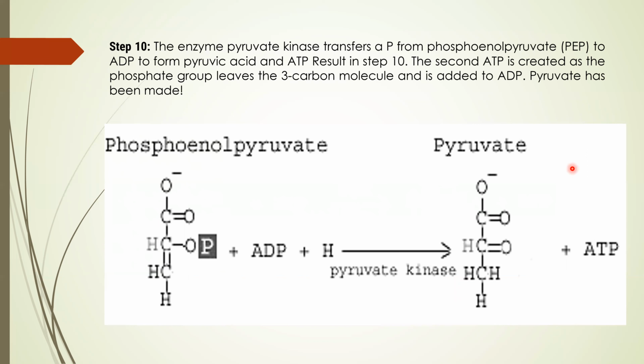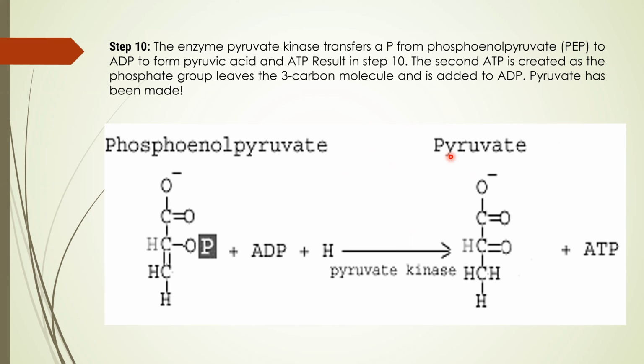Now moving towards the next one, this phosphoenol pyruvate, by giving its phosphate group to the ADP in the presence of the pyruvate kinase enzyme again. So here you can see this is converting into the pyruvate molecule, and there is the production of the ATP. So this is the second ATP molecule which we get in step 10, right? So the enzyme pyruvate kinase transfers a P from phosphoenol pyruvate to ADP to form pyruvic acid, and ATP results in step 3. The second ATP is created as a phosphate group leaves the third carbon molecule and is added to the ADP. Pyruvate has been made. So finally, you have a pyruvate, right?